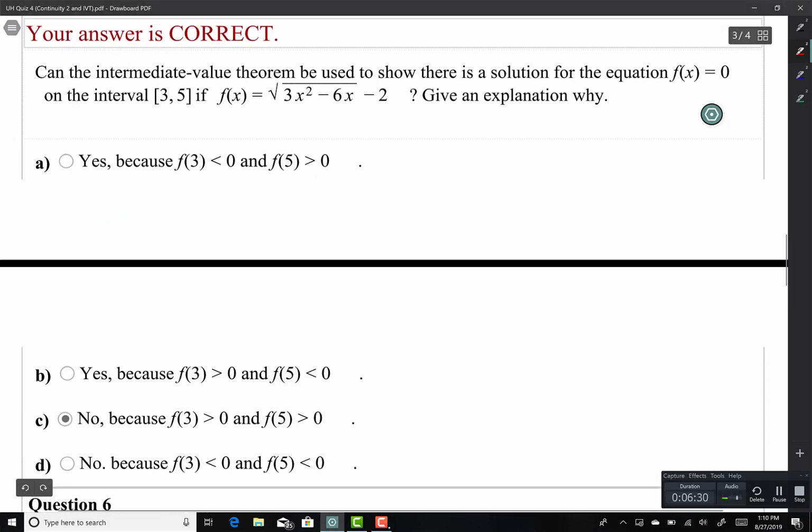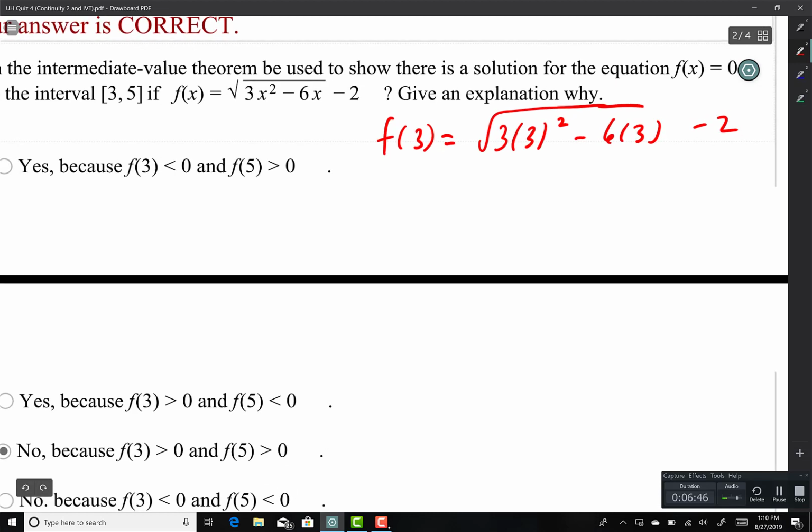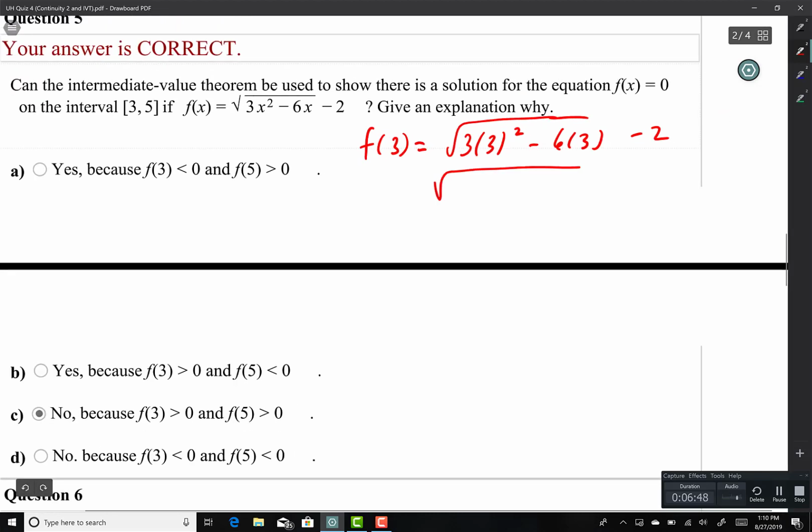We do the same with this one. Here we go, I find f of 3. Square root of 3 times 3 squared minus 6 times 3, and then minus 2. So let's see what this is. 3 squared is 9, 9 times 3 is 27, and I'm subtracting 18. 27 minus 18 is 9, and the square root of 9 is 3, so 3 minus 2, so I get 1.